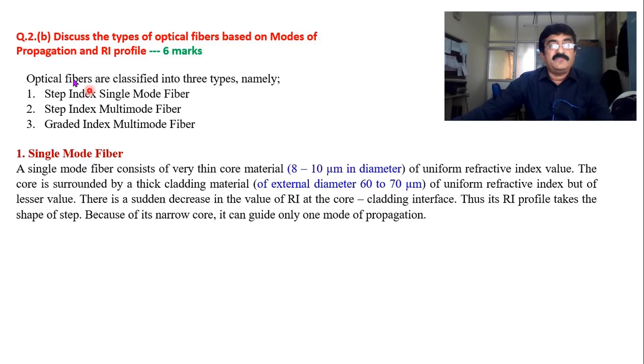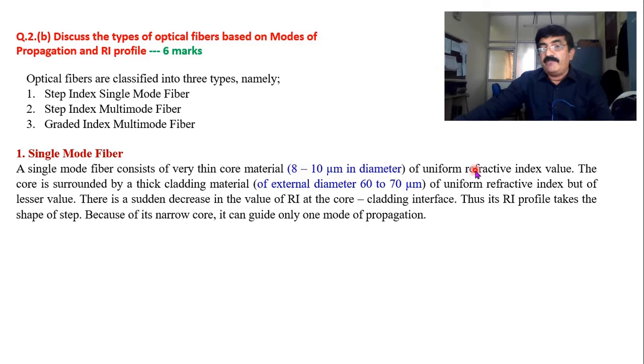See, in the case of types of optical fibers, two things are very important. Number one, size. What is the size of the core and what is the size of the clad? A single mode fiber consists of a very thin core material. Core is the inner part. It is very thin, about 8 to 10 micrometer.